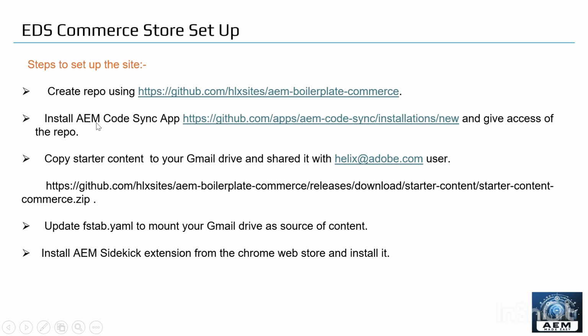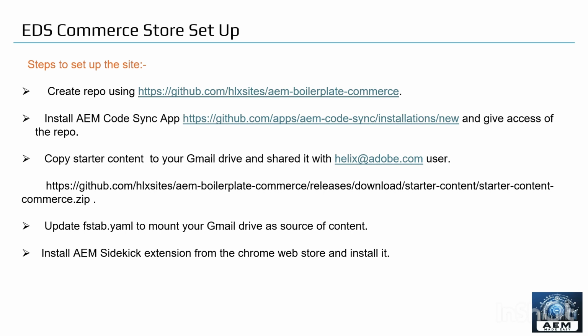Then you need to install the code sync app, if it is not already installed, and give the latest repository that you have created for commerce access to it. What it does is listen for your changes, and when you push anything, it triggers a pipeline or GitHub action to check your changes with regards to performance and syntax. If there is anything wrong, it will fail. Otherwise, your changes will be pushed, ultimately moved to the code bus inside EDS, and be available to use.